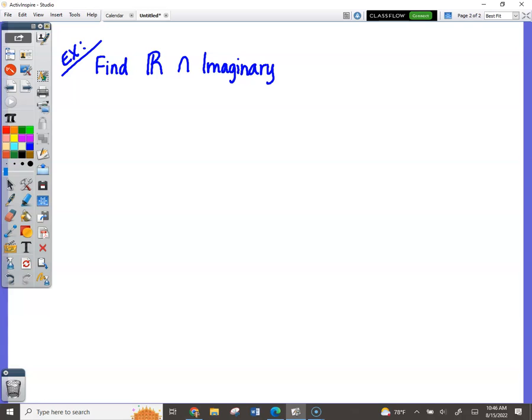What does imaginary include? It's not a trick question. Imaginary numbers include i, to indicate it's imaginary, which means at some point it came from the square root of a negative number. So if I ask for the intersection, I'm saying what's in both. Tell me a number that's real and imaginary. Is there one?